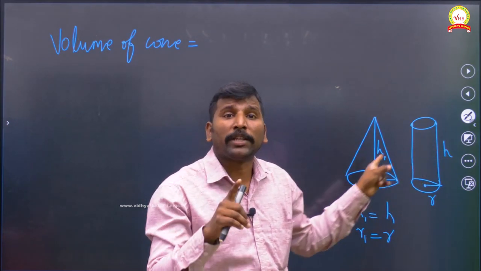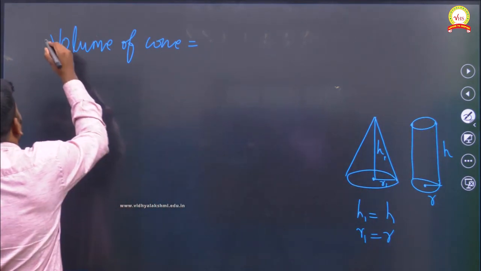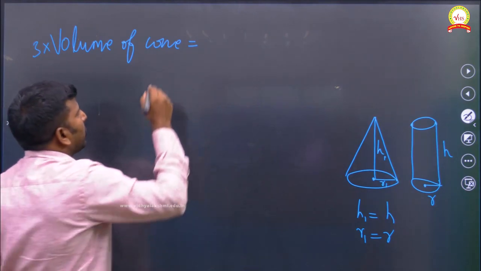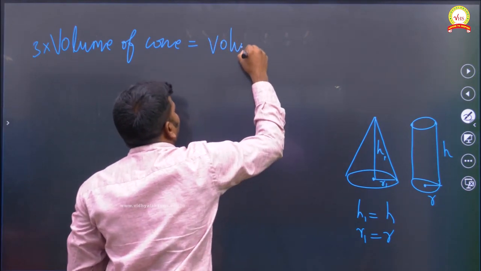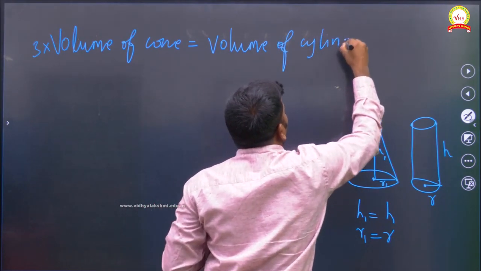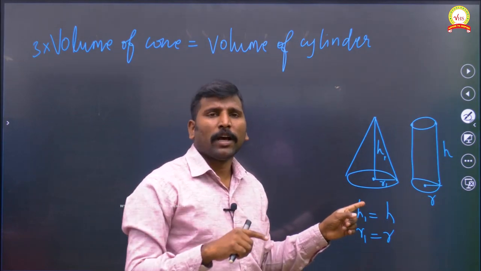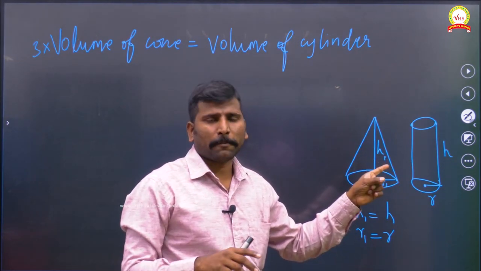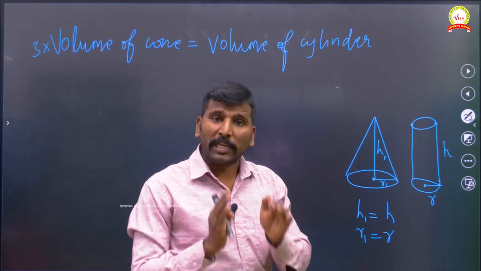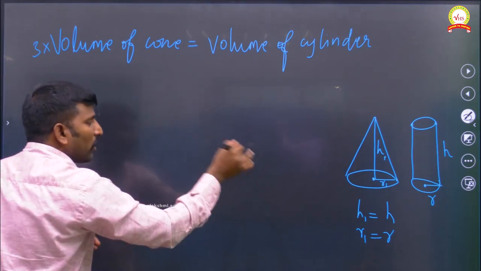When will it fill? 3 times of cone equal to 1 time of cylinder. So 3 times of cone is equal to one time the volume of a cylinder. This is possible when the radius of the cone and cylinder are equal, and the height of the cone and the height of the cylinder are equal. That is important. That is applicable. So volume of the cone only we need now.